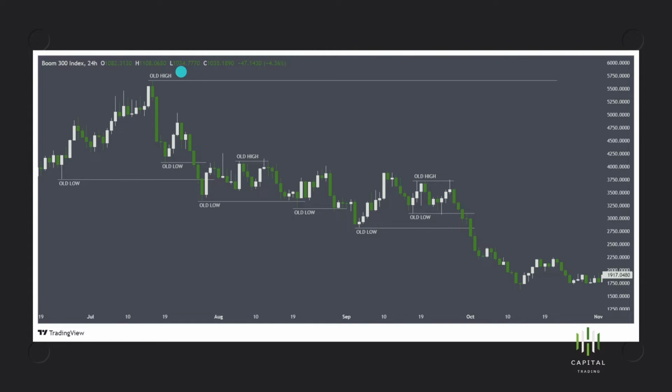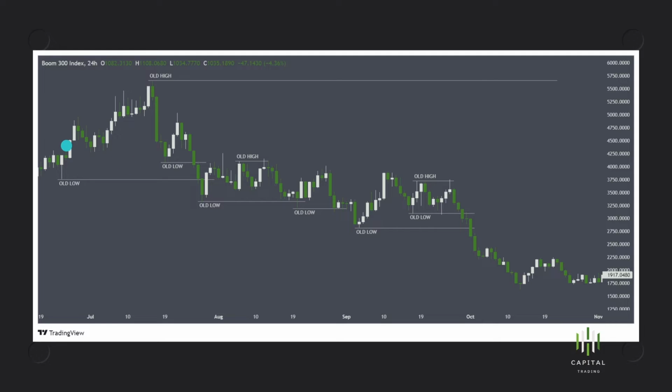We had the market coming down and taking out this old low. We had another old low here, and the market drove down to take out this old low, and the market continued. We had another old low here, and the market drove down to take it out, and then we formed a new one, and the market drove down to take out this low, right?